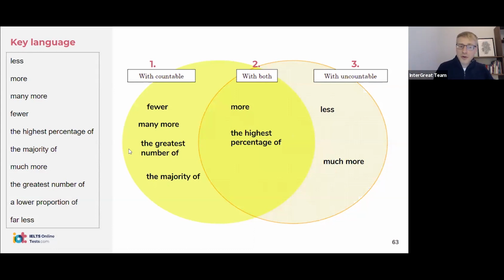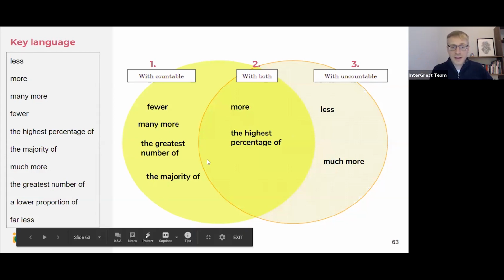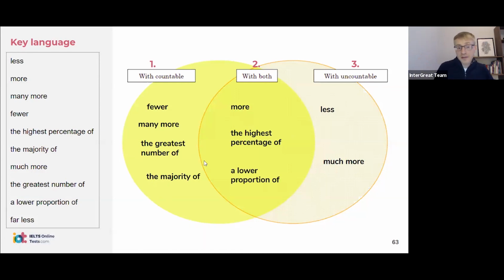And what about proportion? A lower proportion of. Yeah, many of you think this will be uncountable. It's actually for both, right? Percentage and proportion you can use for both classes of noun, right? So they're very useful to know.